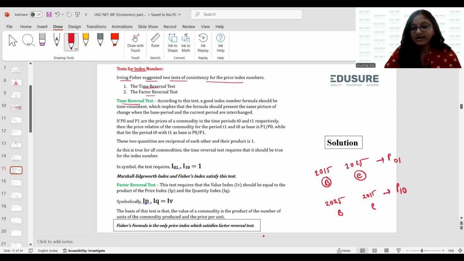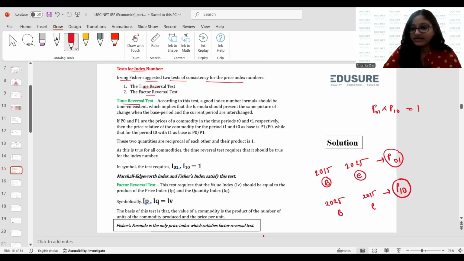Now, if the index number has to satisfy the time consistency or time reversal test, it will mean that this measure will be exactly reciprocal to this measure, right? P01 and P10 will be exactly reciprocal of each other, which basically means if you take the multiplication, this will be exactly equal to 1.